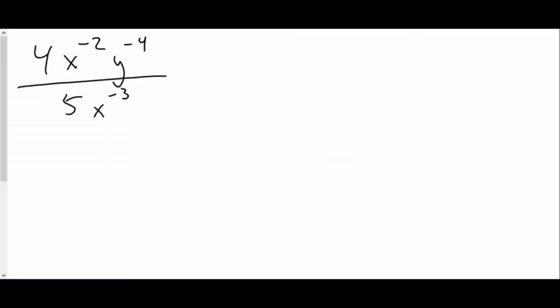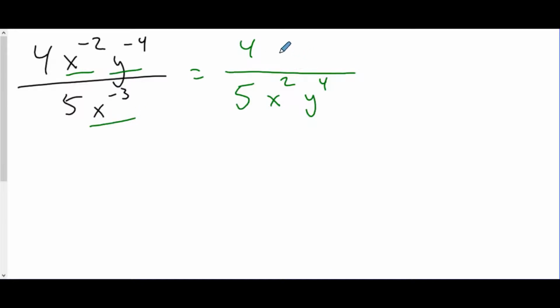Next one, I see a bunch of negative exponents again. I'm going to go ahead and move those. So I'll leave the 4 and the 5 alone. Those do not have an exponent. This X will move down to the denominator. This Y will also move down to the denominator. And this X will have to move up to the numerator. And now I've moved all of my terms.